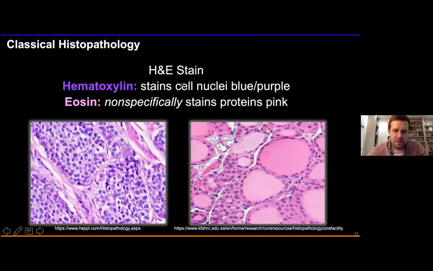In these stains, this is a dual stain. So you have a hematoxylin stain that stains the cell nuclei blue or purple. Those are these brown structures in both of these images on the bottom. And then eosin non-specifically stains proteins pink. I say non-specifically because this stain is not really going to provide much chemical or molecularly specific information. It's really mainly used to look at cell shape.